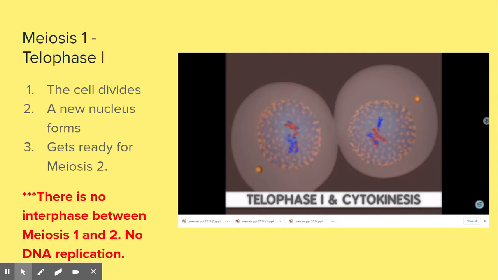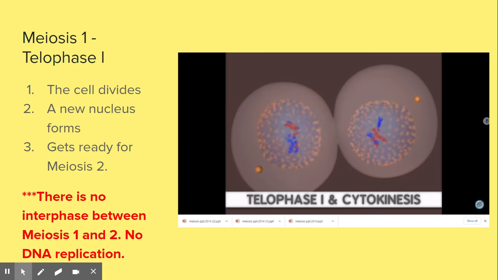The formation of the cells continues through telophase, where the cell divides, a new nucleus forms around those chromosomes, and the cell prepares itself for meiosis 2. Very important as we go into meiosis 2: there is no interphase between meiosis 1 and meiosis 2. There is no DNA replication.